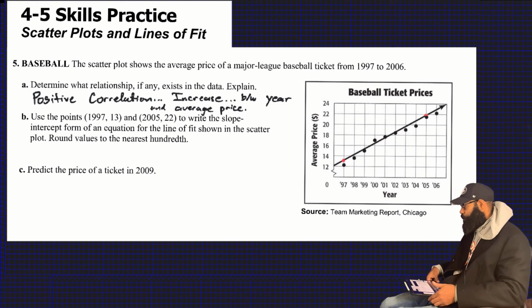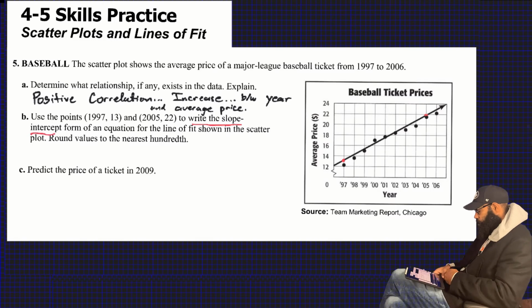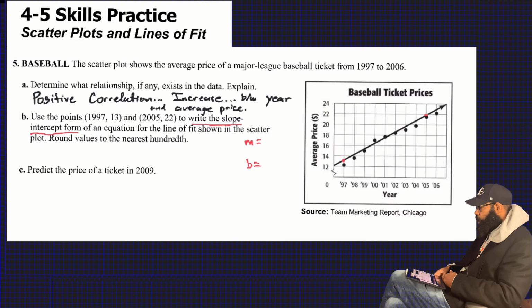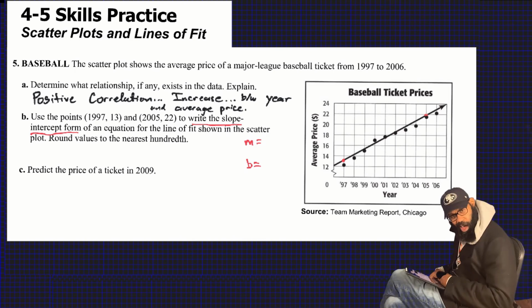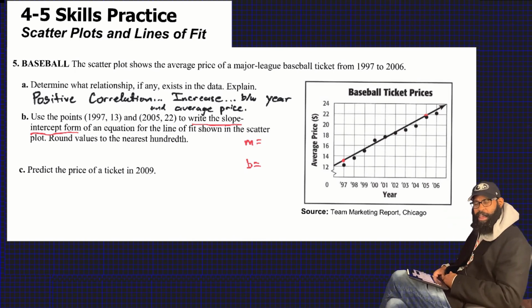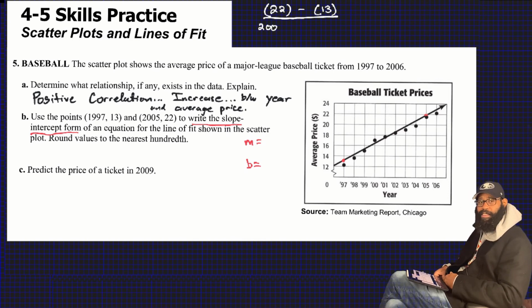What about B there? Use the points 1997, 13. Bam, that's the red. And the point 2005, 22 to write the slope-intercept form. What? Yeah, guys, it ain't going nowhere. See, I was bringing it all together. We didn't have any idea of those M's and those X's and all of that nonsense, but y equals mx plus b. We can use real data, right? Back in 2006, well, heck, way back in 1997, right?